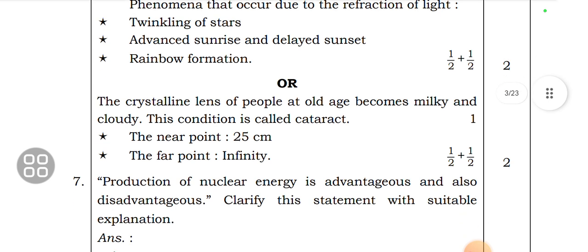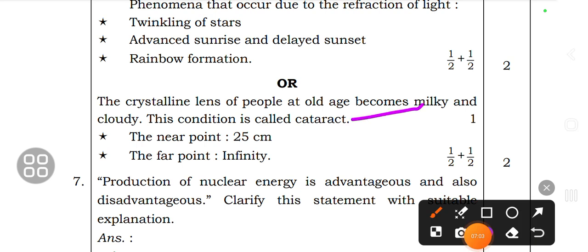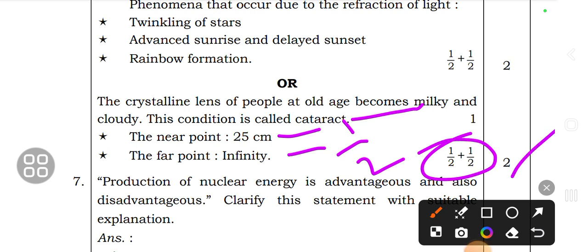This should be written. If you write the definition you will get 1 mark. Each point you have gained gets half marks each. You can see over here. This is for 2 marks each.